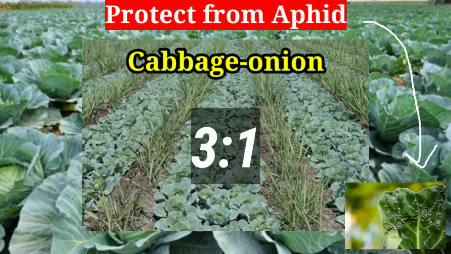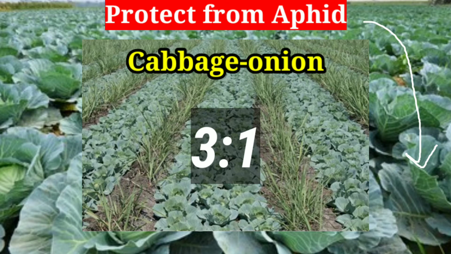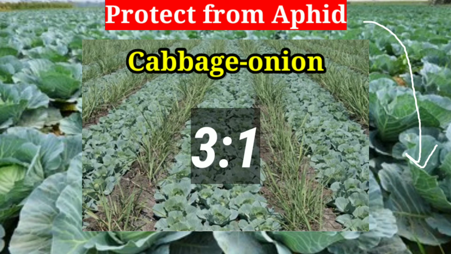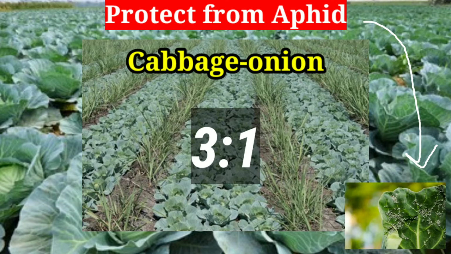The next practice is cabbage-onion intercropping. Through this method, we can easily control aphids. The main crop and trap crop ratio is 3:1. That means 3 rows of main crop and 1 row of onion.